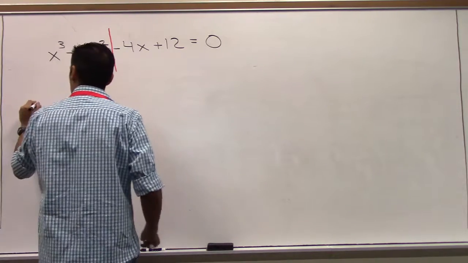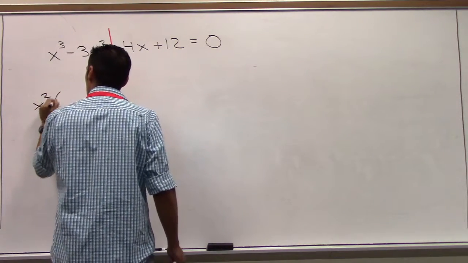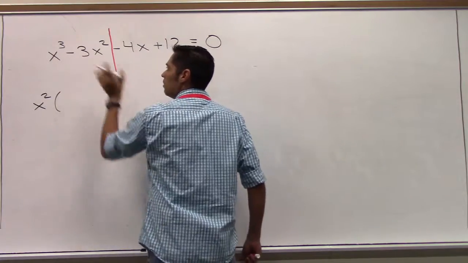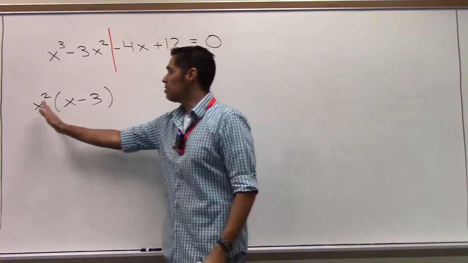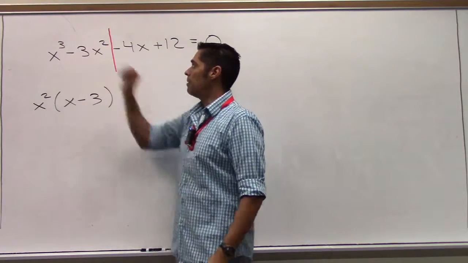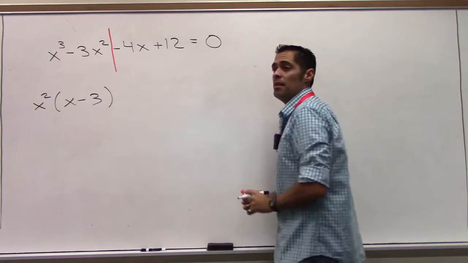So if I factor an x squared out of the first two, what would be left here? X minus 3. Right? So does everyone agree? We distribute this through, we get back this. Now you do the same thing on the next one.